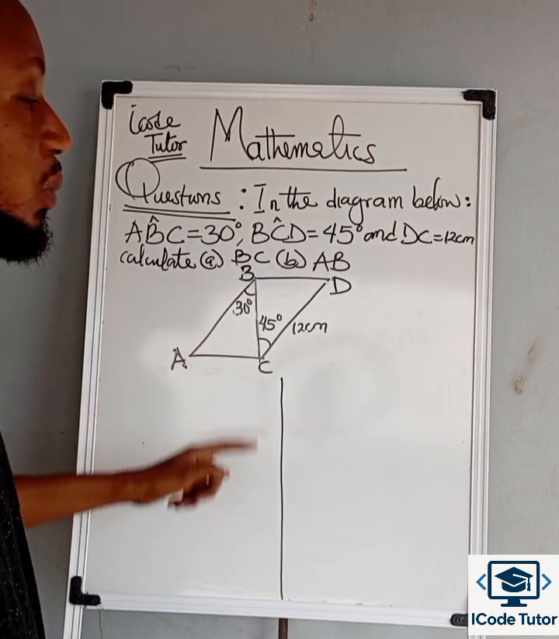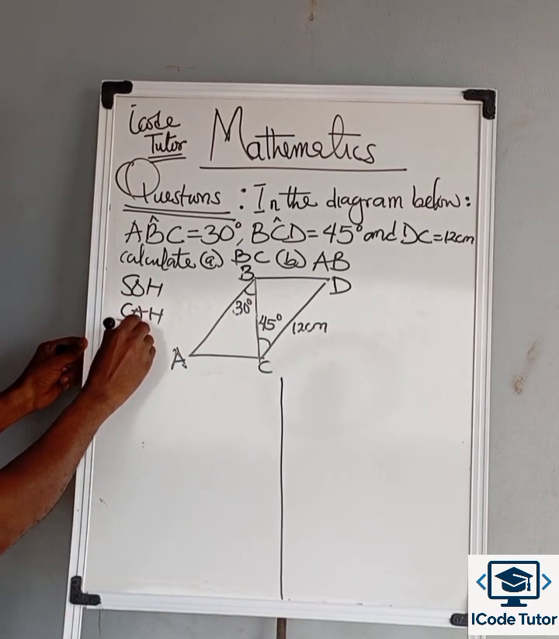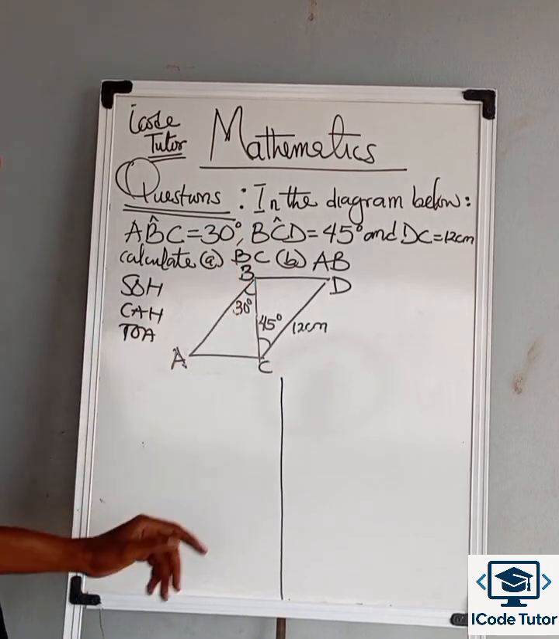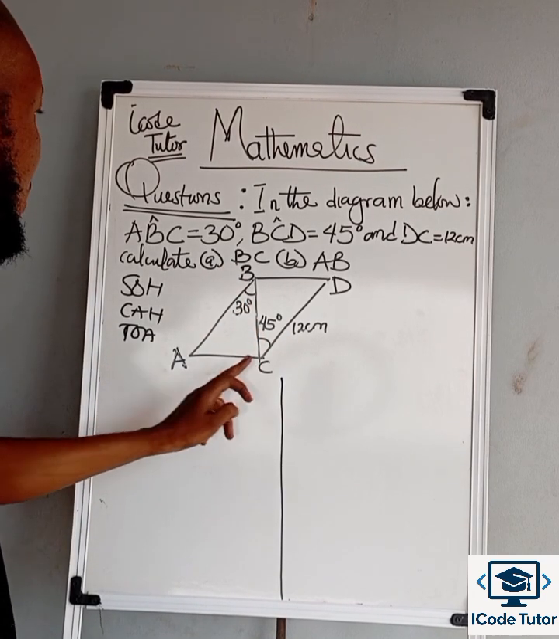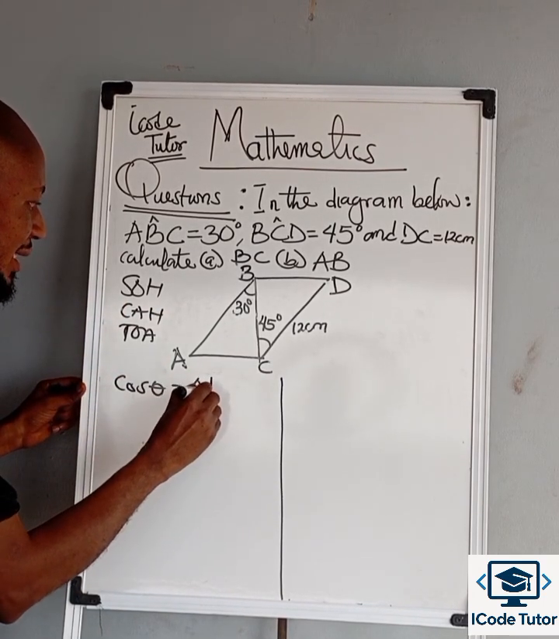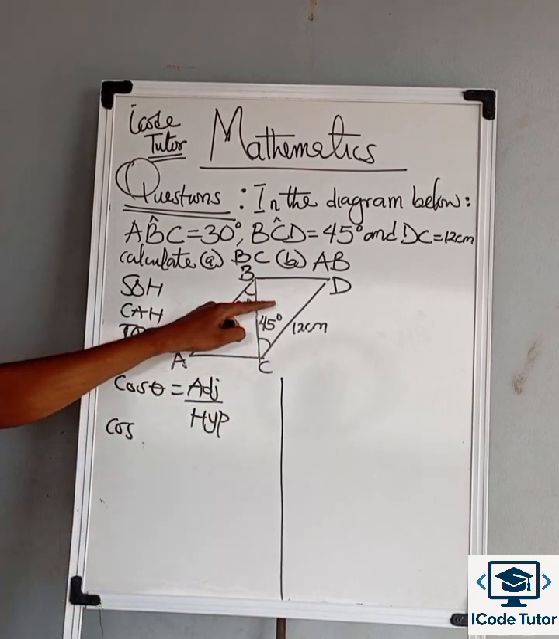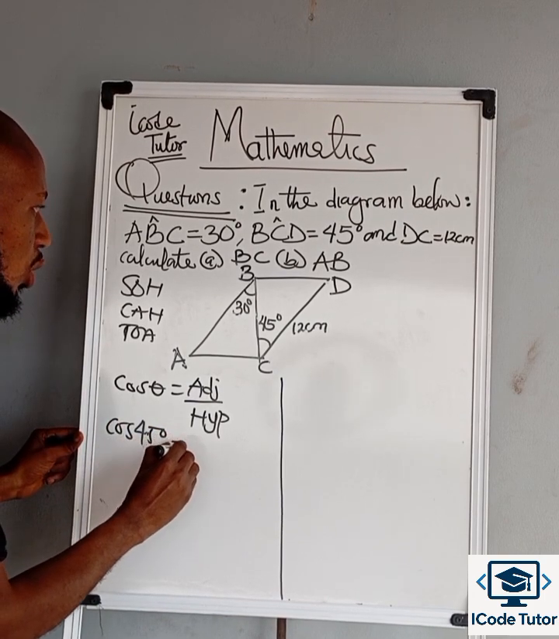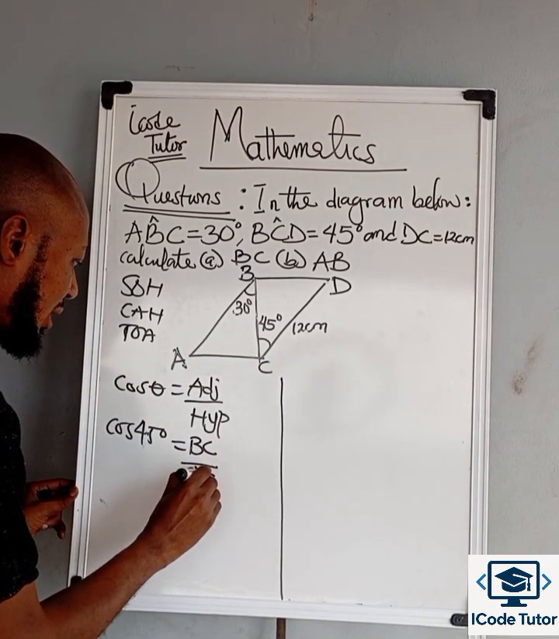Now, that means that we need to make use of what we call SOHCAHTOA. From SOHCAHTOA, we'll be able to get this other side. Now, we are given the hypotenuse and an angle. I want to calculate for the adjacent. That means that we need to make use of CAH, which is cos theta equals adjacent over hypotenuse. Our angle given to us here is 45. Cos 45 degrees equals adjacent, which is BC, divided by our hypotenuse, which is 12 centimeter.